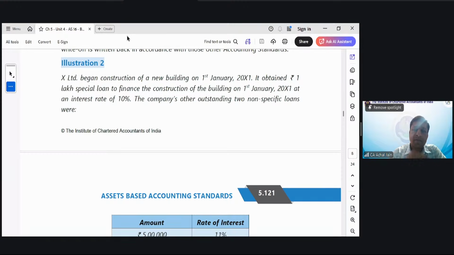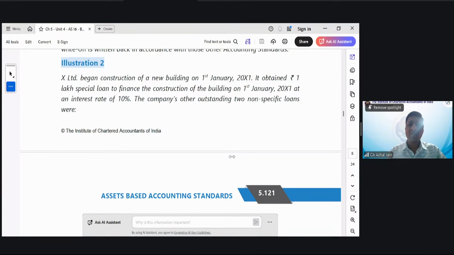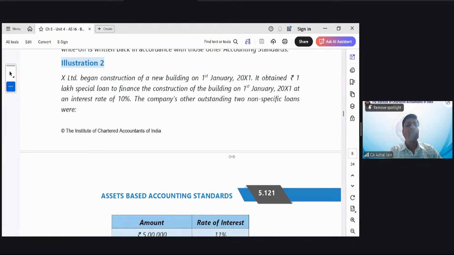So sorry, sir. There was some internet issue on my side. No worries. I'm saying if you go back to the question, just read the question, second sentence. X Limited began construction of new building on 1st January 2001. It obtained 1 lakh special loan to finance the construction of the building. What is this 1 lakh? This is the loan amount. Which loan amount? Special loan. Understood? So it's given in the question. Okay, sir.